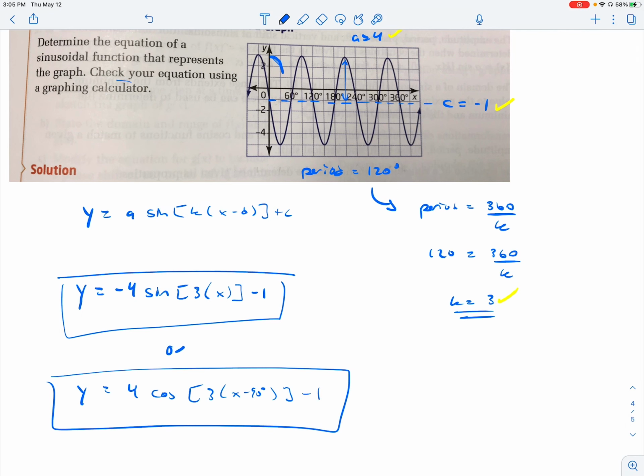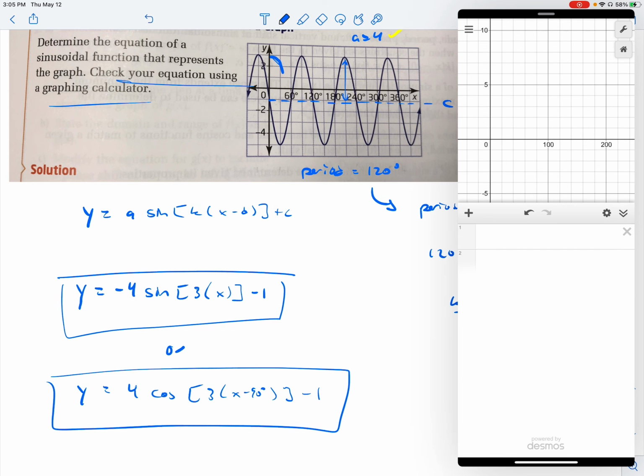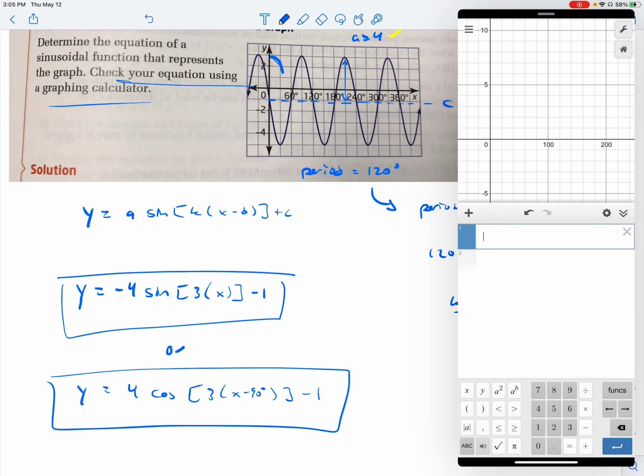Okay, now it just says check your equation using a graphing calculator. So we'll get rid of these and we'll add the 2 that I did. So -4 sine 3x, and then -1. I guess we didn't really need the bracket there. Okay, that's the first one, and that looks just like the picture.